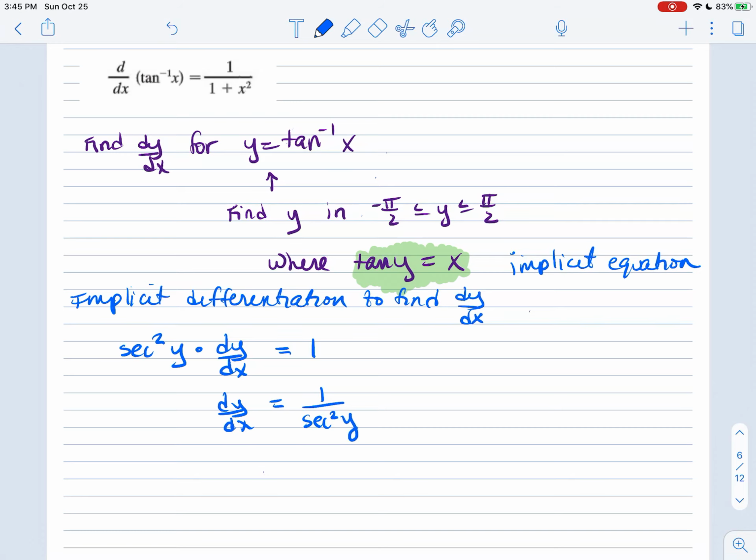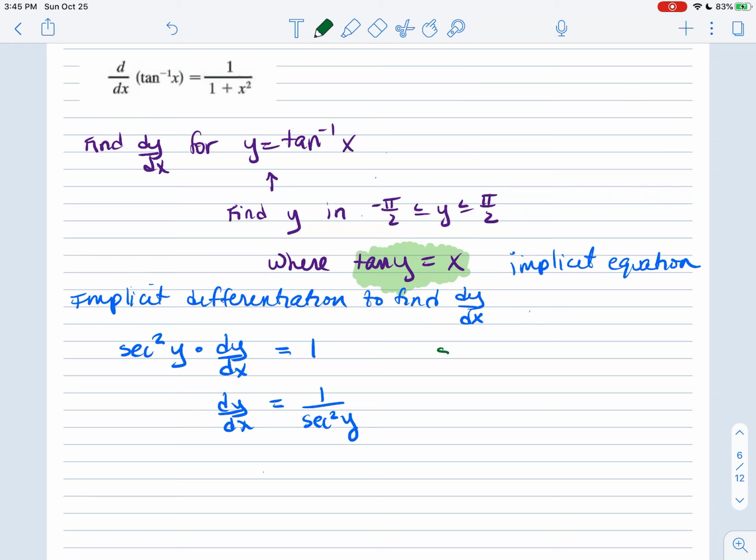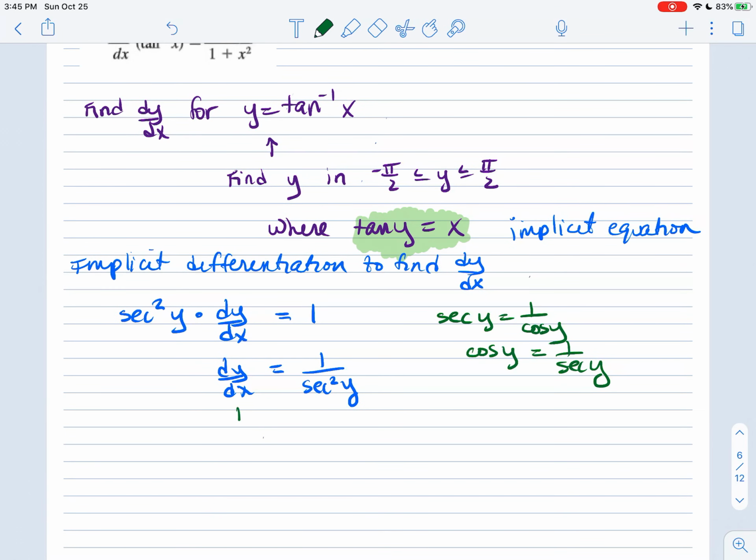And so here I go solving for dy dx by dividing on both sides by secant squared. And we recall from fundamental trig identities, secant of y does equal 1 over cosine of y, so we know that cosine y is going to be 1 over secant y, and we have 2 of them, so we know that dy dx here is going to be cosine squared of y.